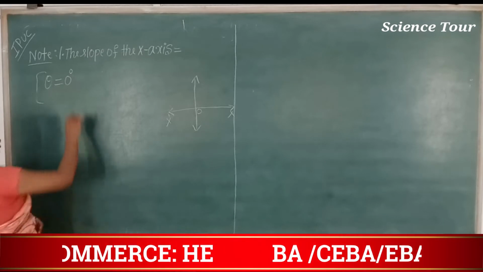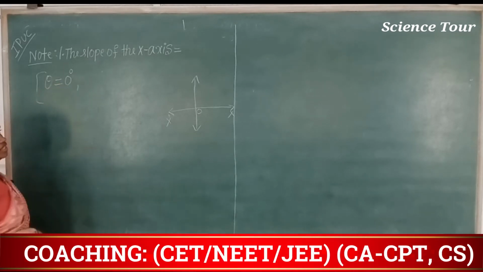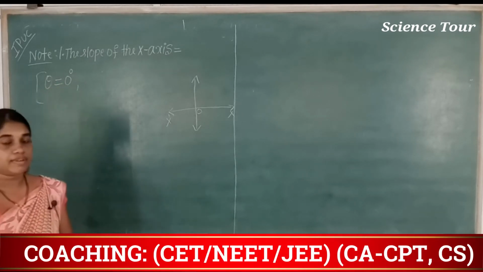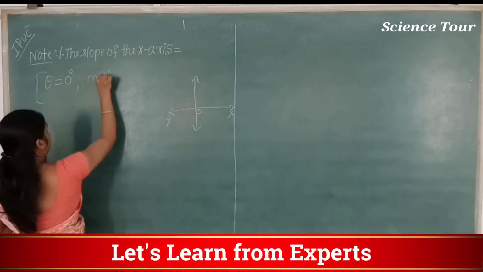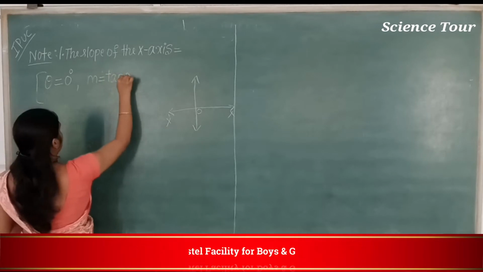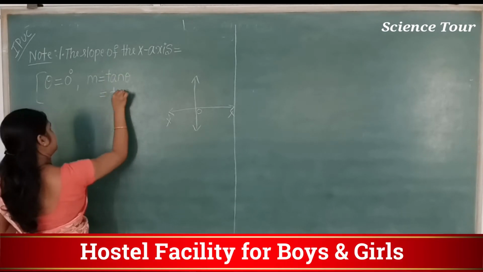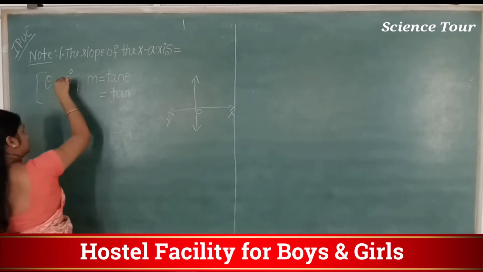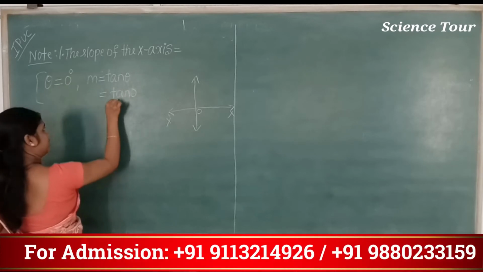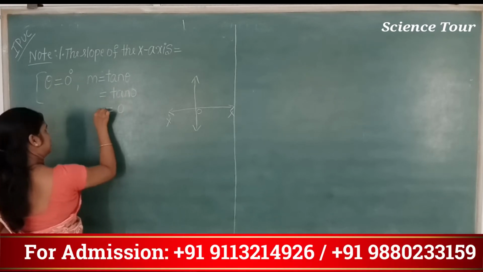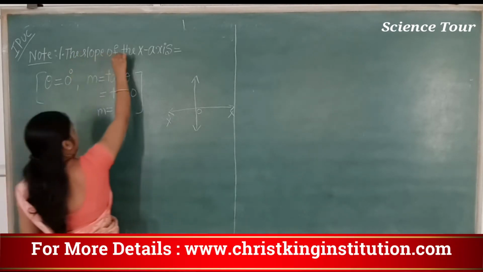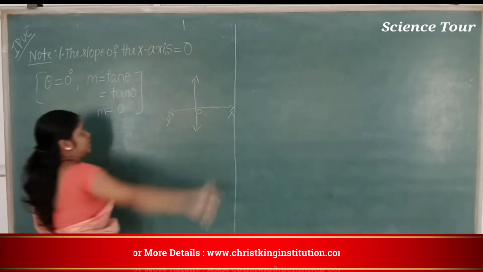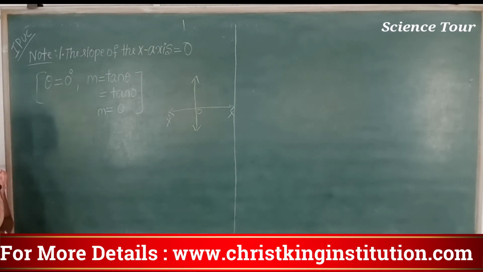Now, if the theta value is given, then how to calculate the value of slope? That is given by which formula? M is equal to tan theta. So now in the place of theta, substitute this 0. So tan 0 is nothing but 0. Therefore, what is the slope of the x-axis? The slope of the x-axis is given by 0.